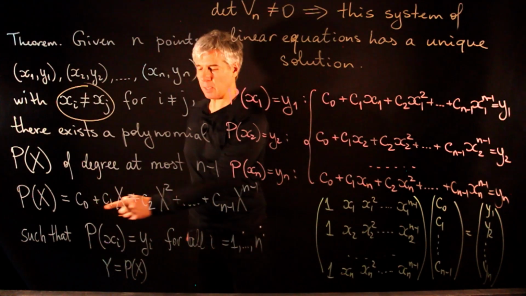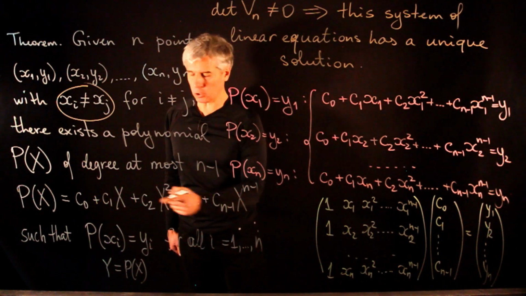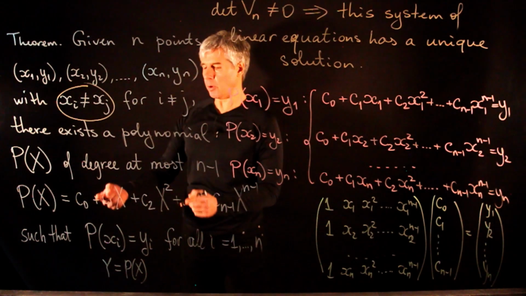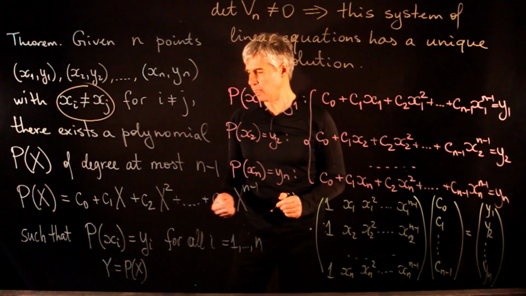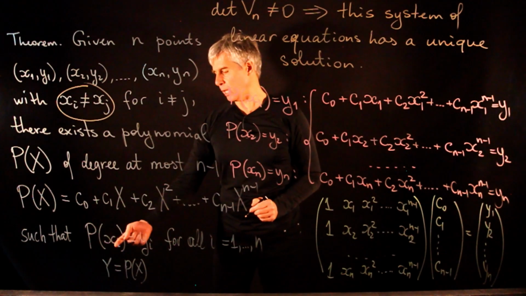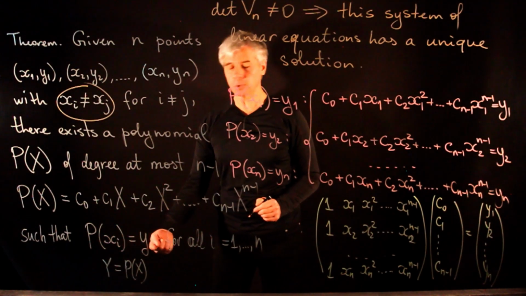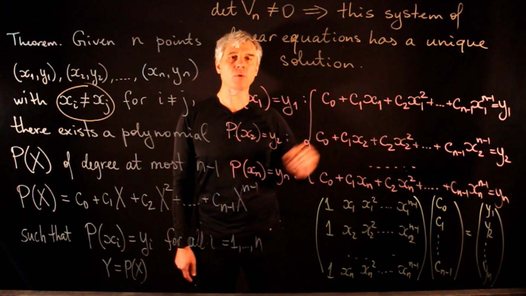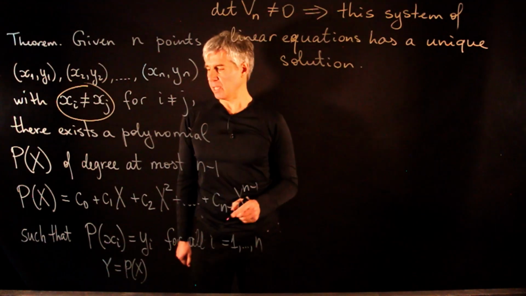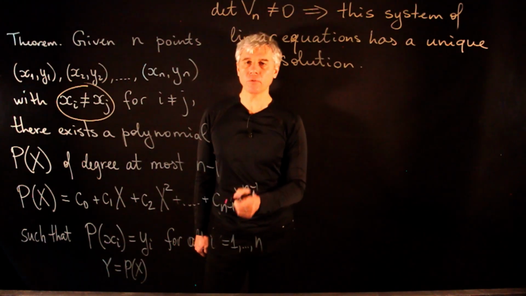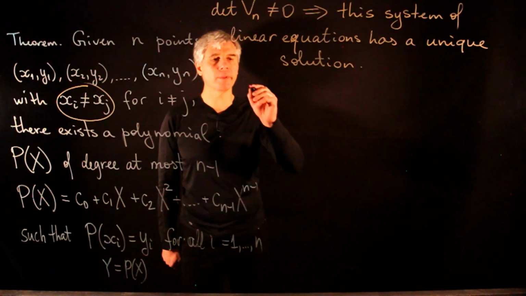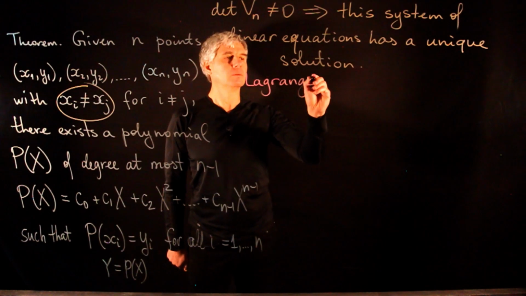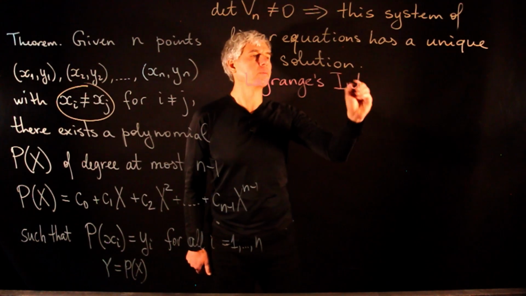So since we are able to solve for the coefficients of this polynomial, this will tell us that there will be a polynomial of degree at most n minus 1, such that for each i, p of xi is equal to yi. So this means that the graph of this polynomial will pass through all of these endpoints. It turns out that we can give an explicit formula for the interpolation polynomial. This is called Lagrange's interpolation formula.